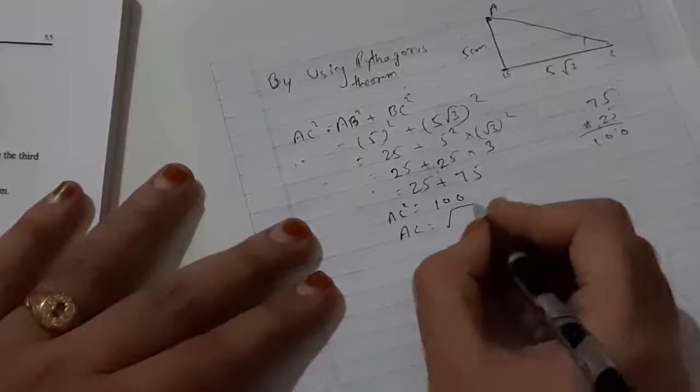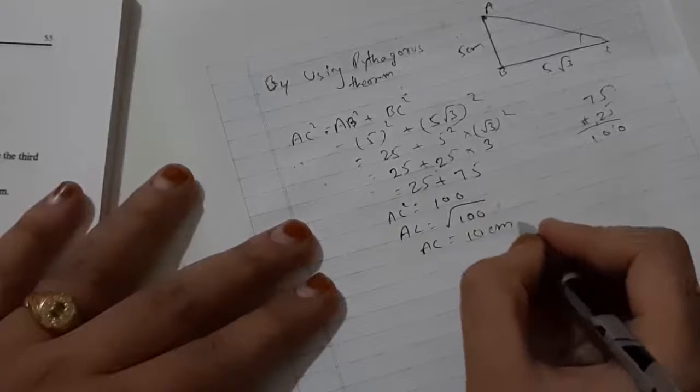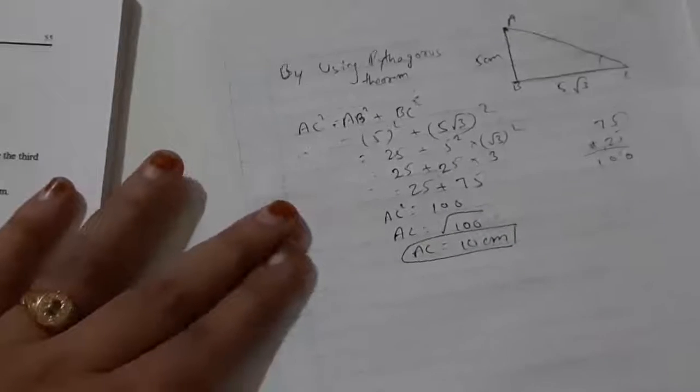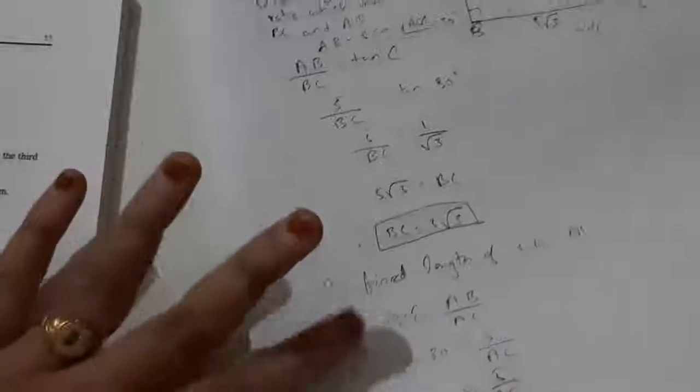So AC is equal to square root of 100. What is square root of 100? It is 10 centimeter. So you can find it by either method. You can solve by this method or you can solve by this one.